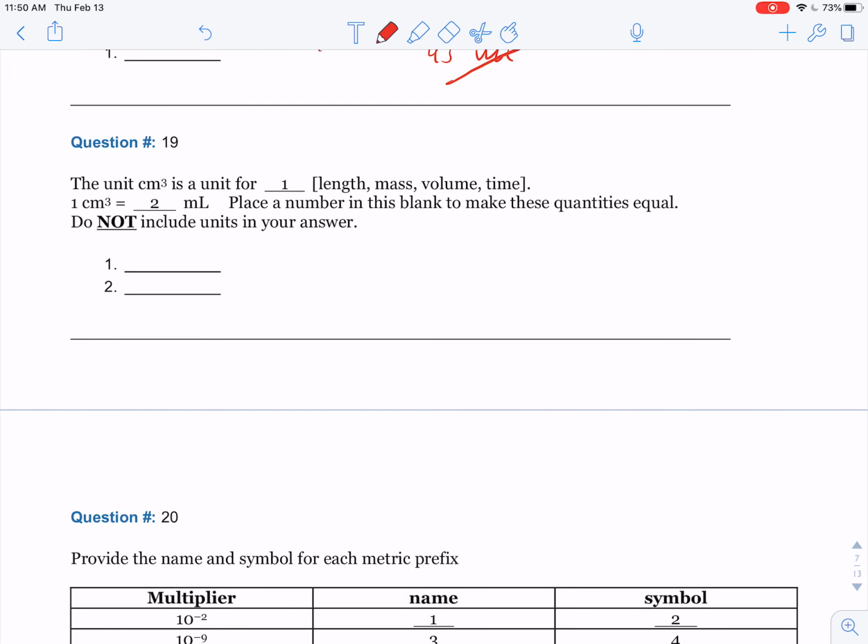Now, cubic centimeter. A cubic centimeter is a unit of what? The centimeter is a unit of length. When you multiply it 3 times, technically you are measuring the volume. So the first option here is volume, and 1 cubic centimeter is equal to 1 milliliter. So therefore the answer here is 1. So the blanks here: blank number 1 is volume, blank number 2 is 1.